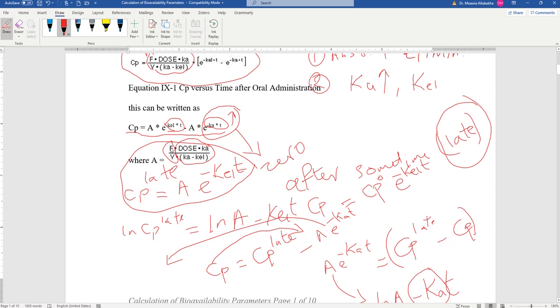Now, you know that F, what is the value of F? F will be from 0 to 1, right? Because 1 means 100% bioavailable. 0 means nothing is getting into the systemic circulation. So 0 to 1. What about the volume of distribution? The minimum volume of distribution is probably 5 liters, right? And usually it's much higher.